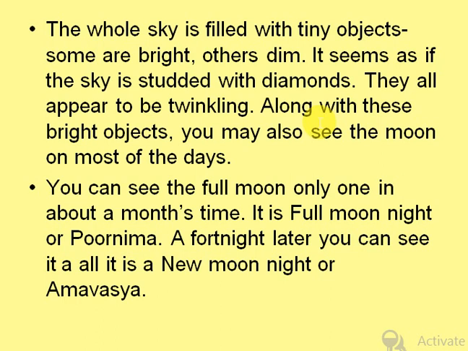So the sun, the moon, and all the shining objects which we see in the sky are called heavenly or celestial bodies. And you can see the most common, the full moon, only one in about a month's time. It's full moon night or Purnima. A fortnight later you can see it all, it's a new moon night, Amavasya.